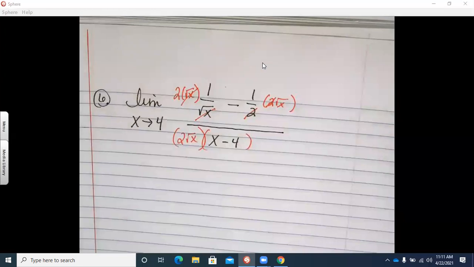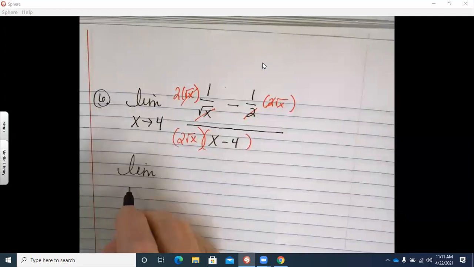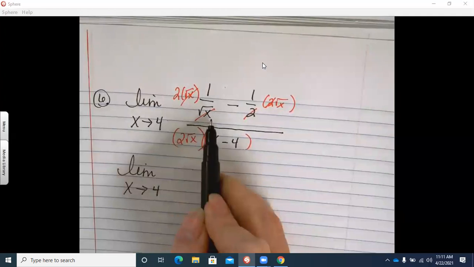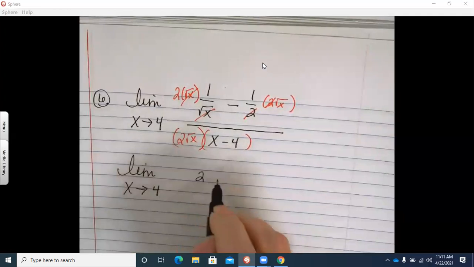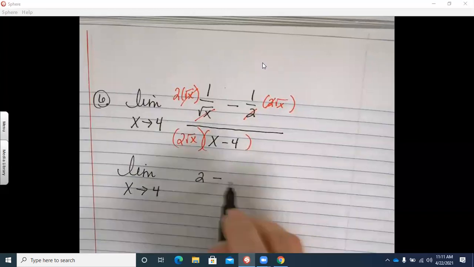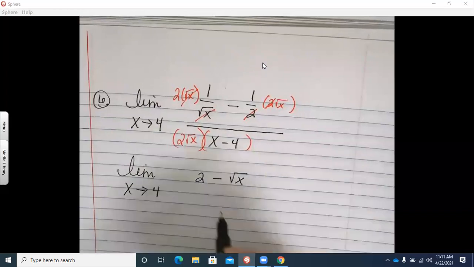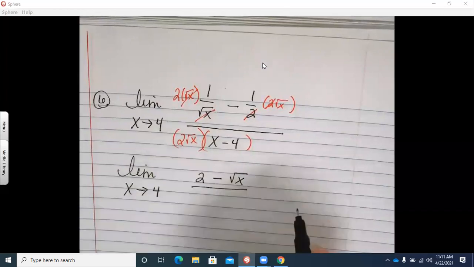Okay? So what is the limit as x approaches 4 when? Let's see what we have. Top left, 2 times 1 is 2. Minus top right, we have 1 square root of x, which is just square root of x. All over 2 square root of x times x minus 4.